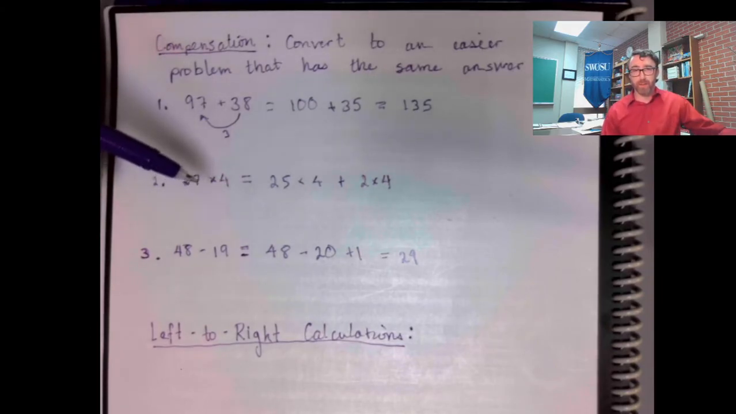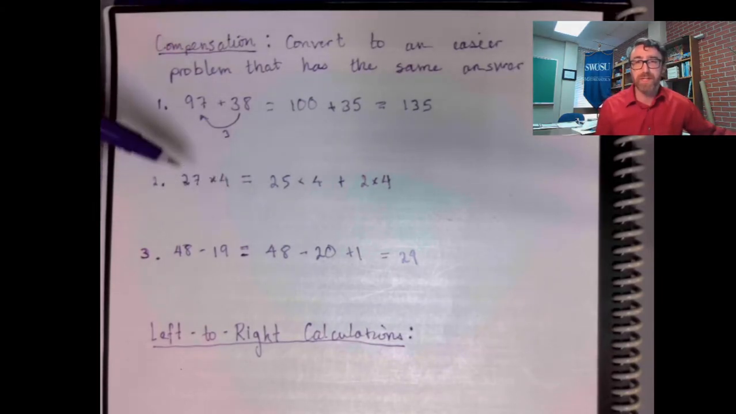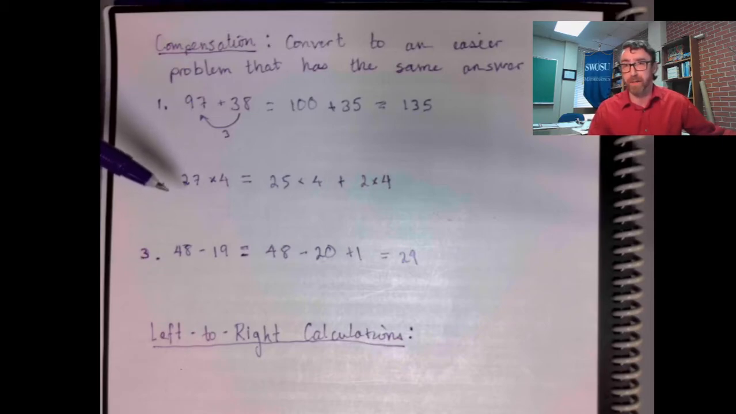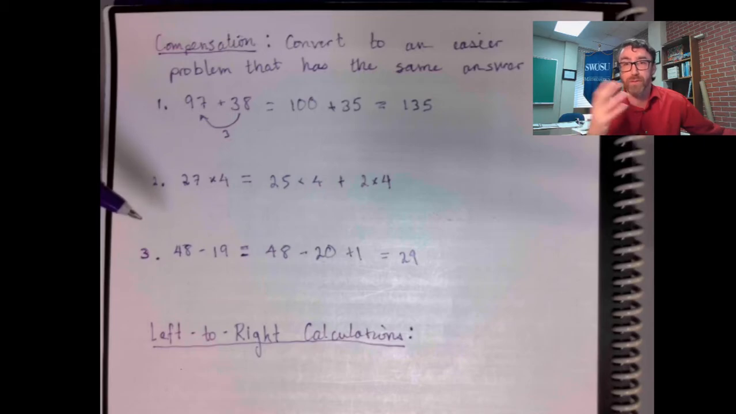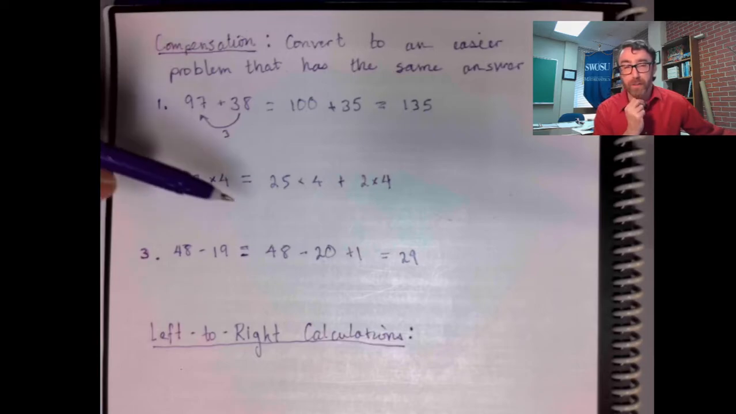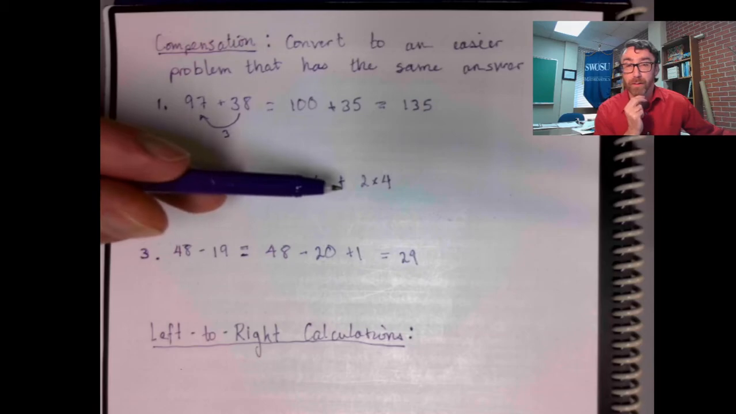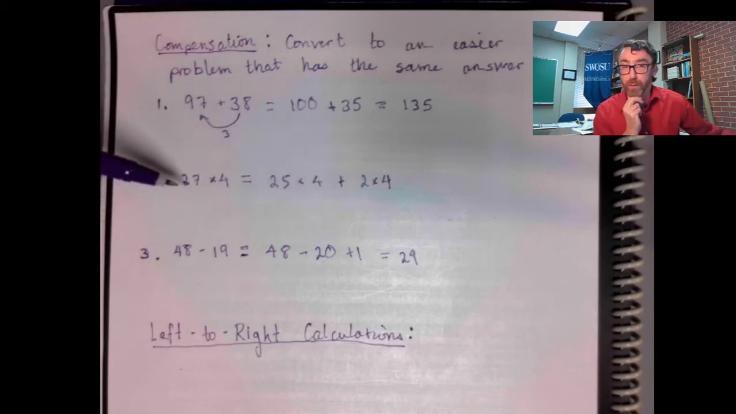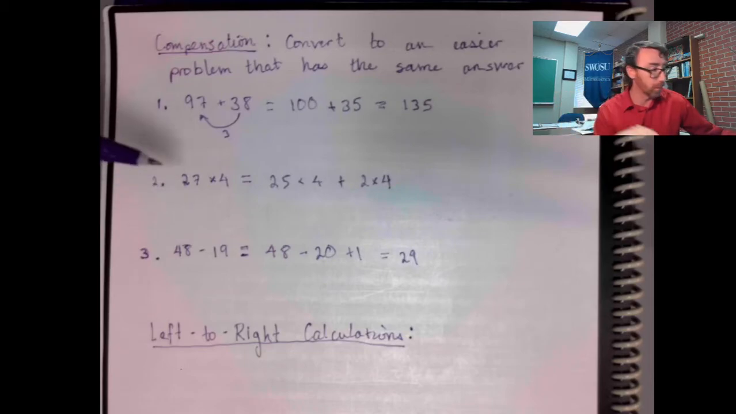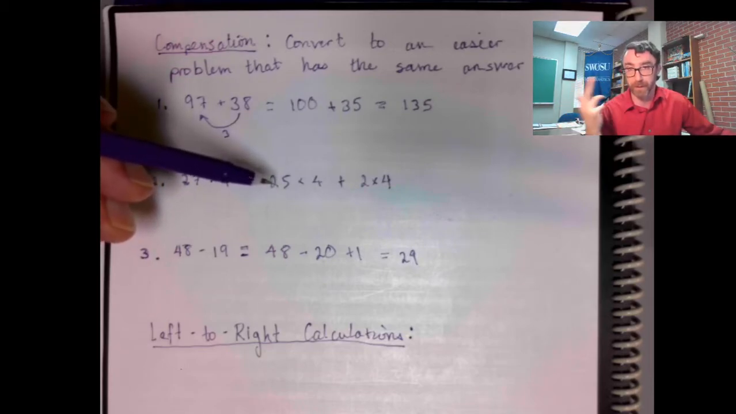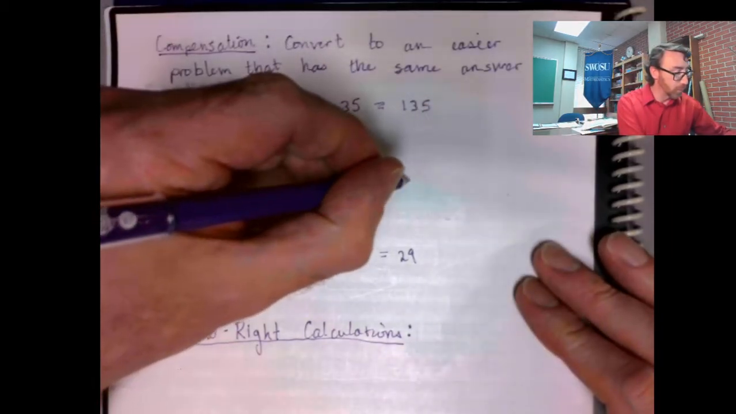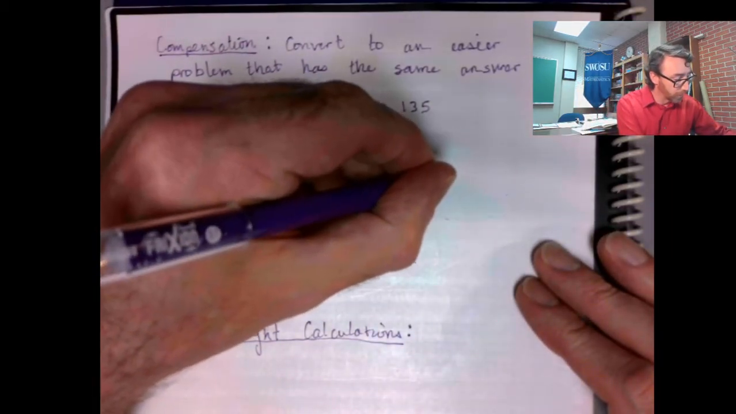I might handle this problem like this. 27 times 4. This is going to be a pain. I can do it, but I'd have to do carrying. But remember, the whole point of mental math is to avoid carrying and borrowing and stuff like that. So 27 times 4, well 25 times 4, that's pretty easy. That's 100. But 25 times 4 isn't what we wanted. We wanted 2 more copies of 4. We wanted 27 copies of 4. So we'll take 25 of them to get us to an even 100, and then we'll deal with 2 more copies of 4, getting us to 108.